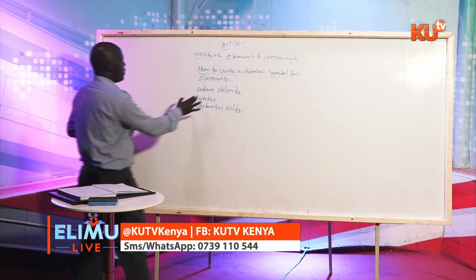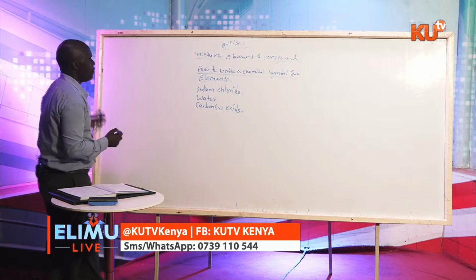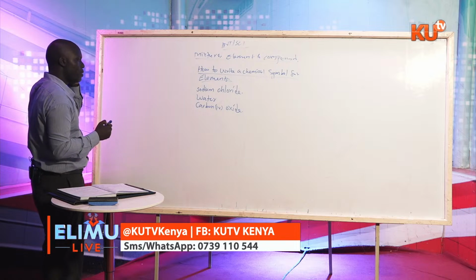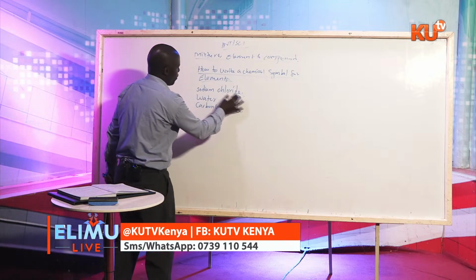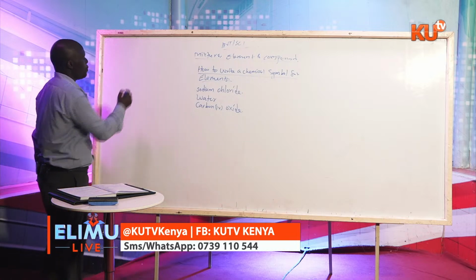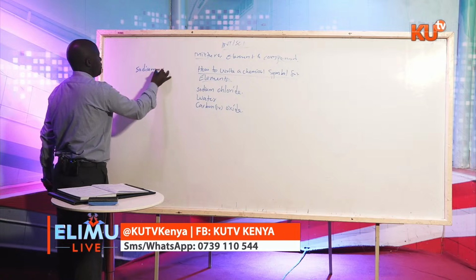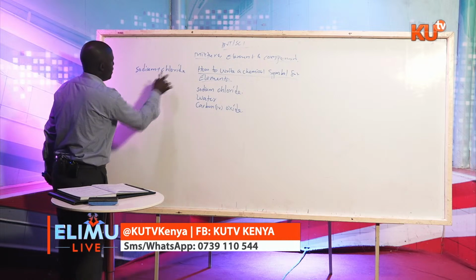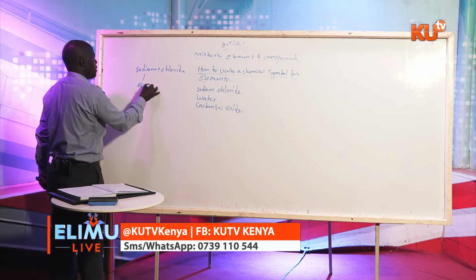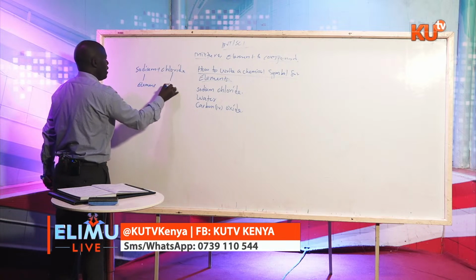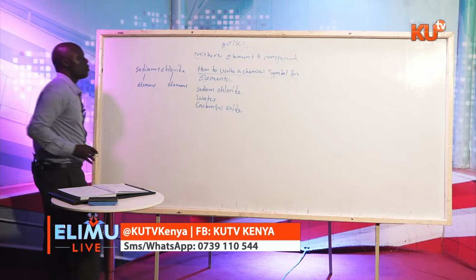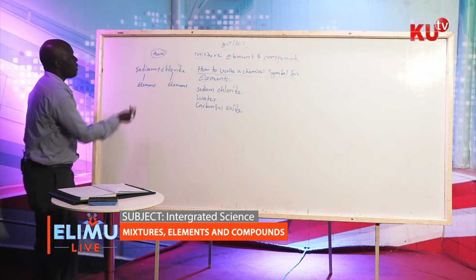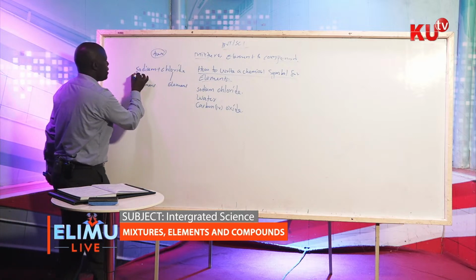Now, when you talk about a compound being made up of more than one type of element, for instance, sodium chloride, we can see the elements which have been used to make sodium chloride. So we have sodium plus chlorine. This sodium is an element. Chlorine here is also an element. That means there are two atoms of different kinds which make up a compound called sodium chloride.